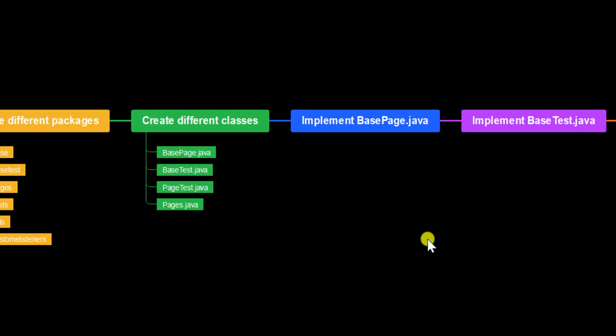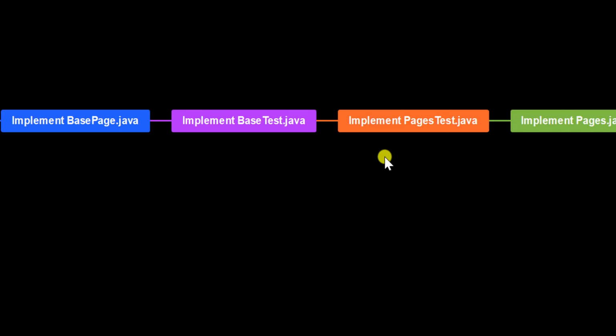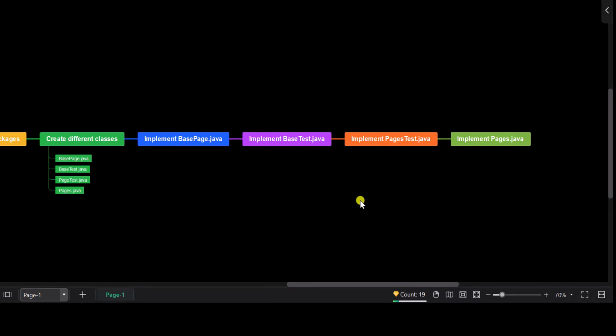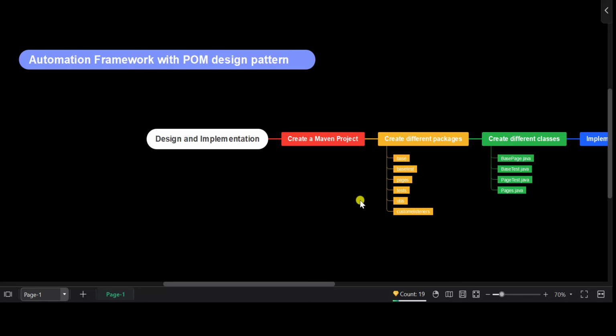Next step, we will start implementing our base page class where we are going to initialize our driver. Once it is done, we will implement the base test.java class. Here we will use different TestNG annotations to start our execution. Then we will start implementing the page test classes first. It's not mandatory, you can start implementing the pages first and then implement the tests. All these are the starting point of our automation framework. So now let's start the design and implementation.